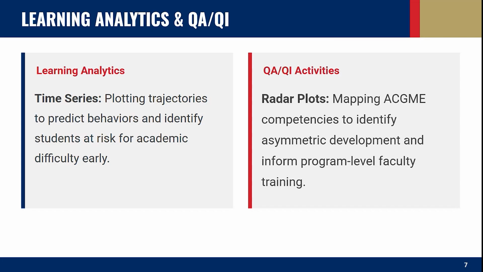Similarly, for QA and QI activities, maybe one of the examples that we have in the ACGME world is mapping competency attainment for each of the learners. So you can look at development of those skills over time, and then this can help inform some of the programmatic activities that you have in GME.